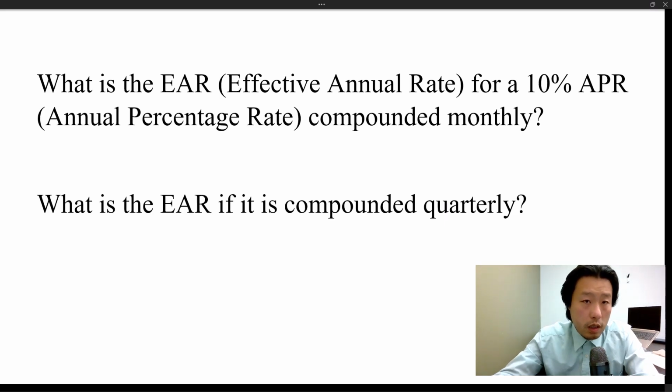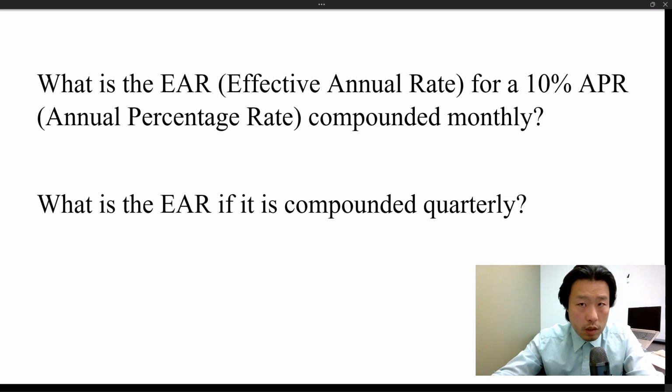Let's work on the EAR and APR today. The EAR is also called the effective annual rate. It is the actual interest you got over the year. The APR is also called the annual percentage rate. It is the quoted interest rate by the financial institution.